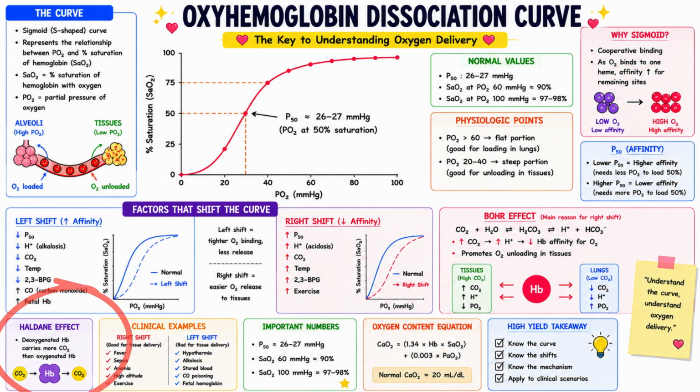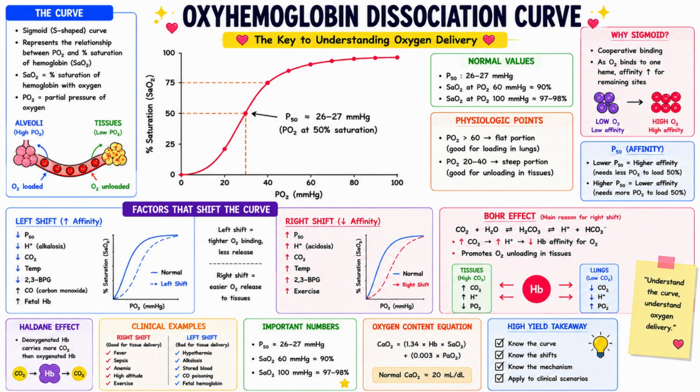And finally, the Haldane effect. Deoxygenated hemoglobin carries more CO2 than oxygenated hemoglobin. At the tissues, hemoglobin unloads oxygen, becomes deoxygenated, and simultaneously picks up CO2 to carry back to the lungs. At the lungs, hemoglobin loads oxygen, becomes oxygenated, and releases CO2 for exhalation. Oxygen loading promotes CO2 release. CO2 release promotes oxygen loading. The two gases working in perfect reciprocal harmony.